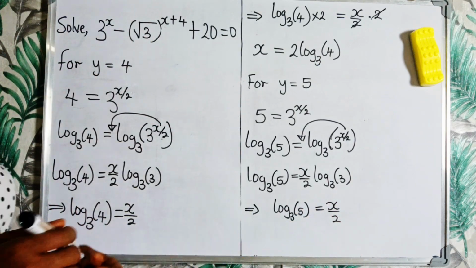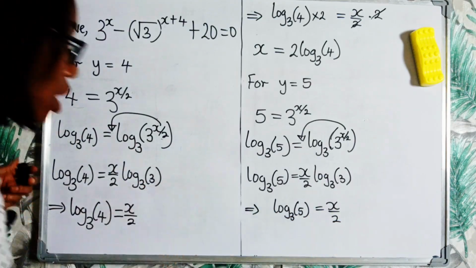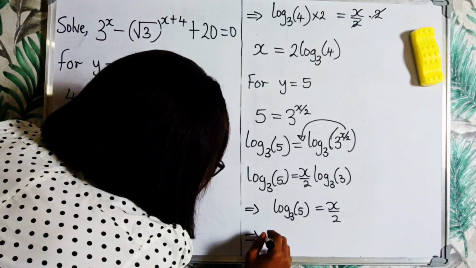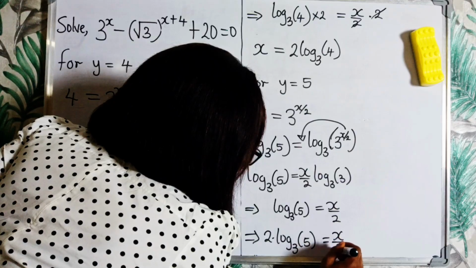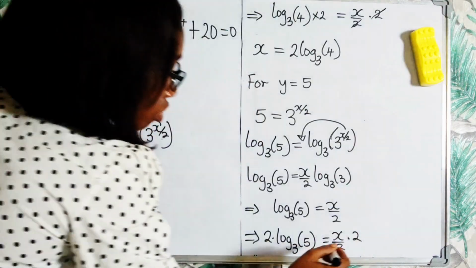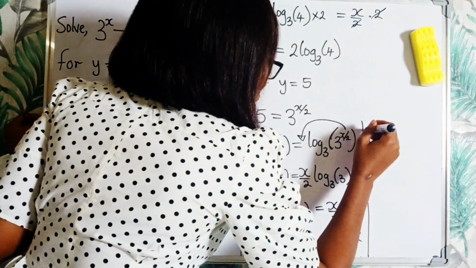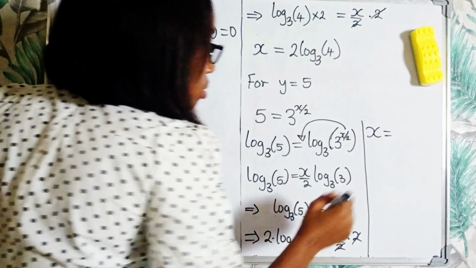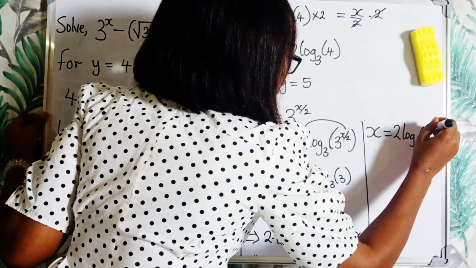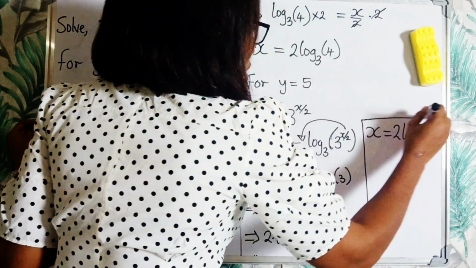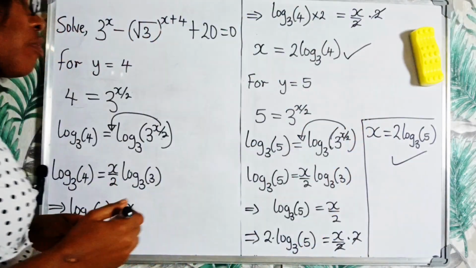To get the value of x, we have to multiply both sides of the equation by 2. So now we have 2 times log base 3 of 5 is equal to x over 2 times 2. This and this will cancel out, and we are left with x is equal to 2 log base 3 of 5. So this is the second value of x, and this is the first value of x.